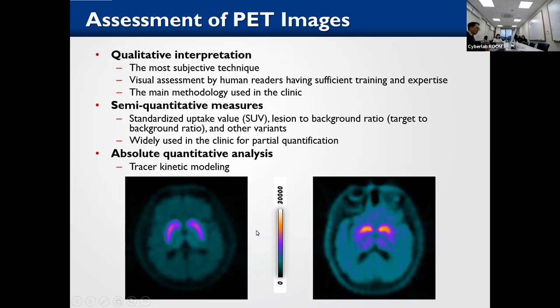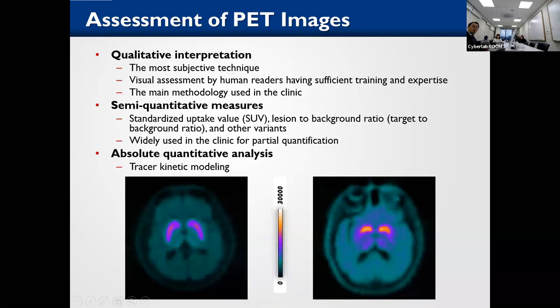This is the reconstructed image, which you can simply think of as an SUV image if we normalize it with the injected amount and the patient weight. So the distribution is the same anyway, but if you do some tracer kinetic modeling, the results may be quite different. This is because of the underlying principles related to the time-varying nature of the PET data, or tracer kinetic data. So I will explain why this happens.